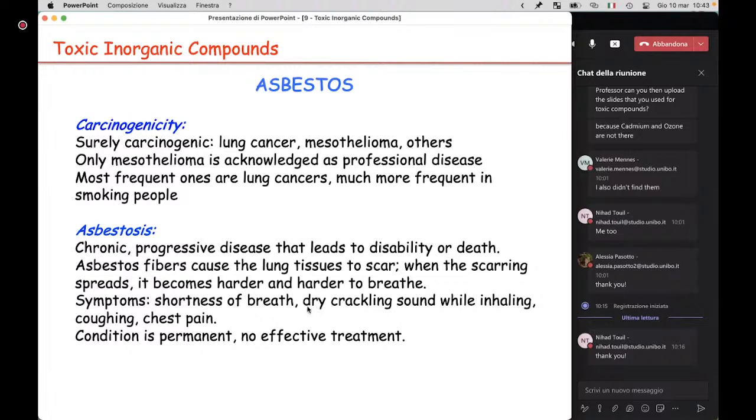And it is a very specific disease. The symptoms are shortness of breath, a crackling sound while inhaling, coughing, chest pain, and so on. There's no effective treatment, and of course, in time, it causes death due to the fact that you don't manage to breathe anymore. It's a very worrying effect of asbestos.